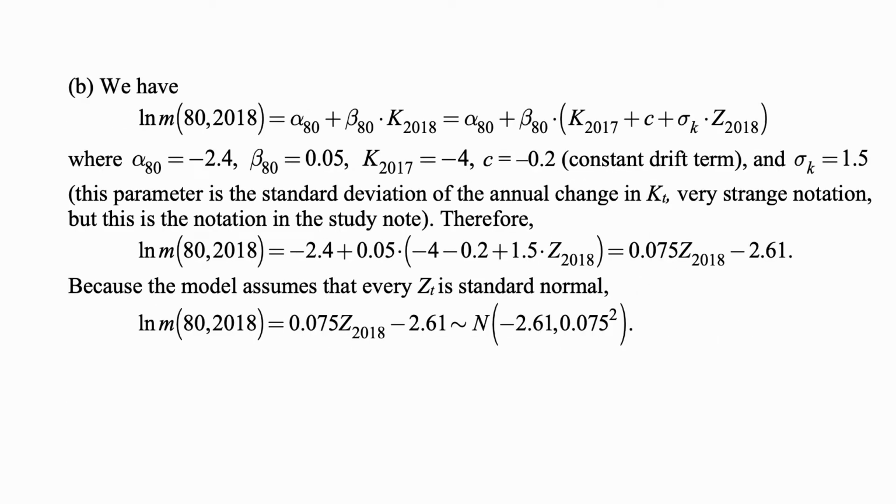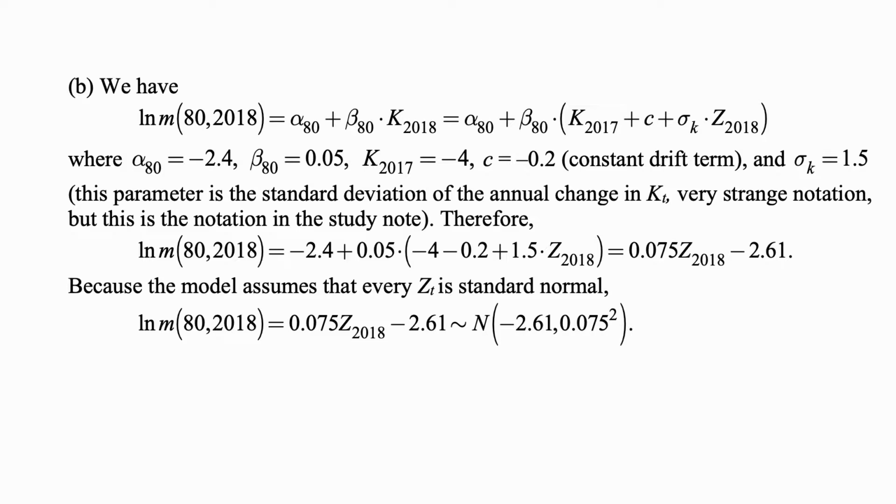For part B, we have the natural logarithm of m of 80, 2018 equal to alpha of 80 plus beta of 80 times k 2018, which is the same as alpha of 80 plus beta of 80 times k 2017 plus c plus sigma k times z 2018, by definition of how this model is done, strictly from its description. And we are given that alpha of 80 is negative 2.4, beta of 80 is 0.05, k 2017 is negative 4, c is negative 0.2, this is the constant drift term, and sigma k is 1.5.